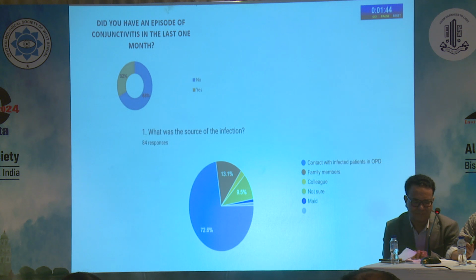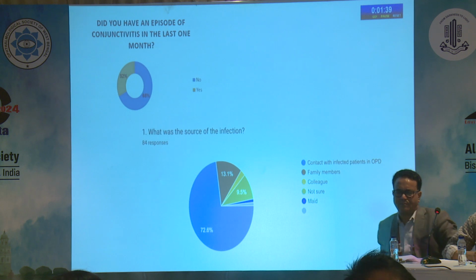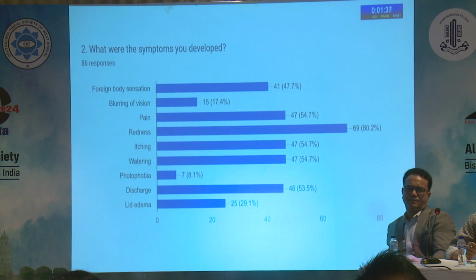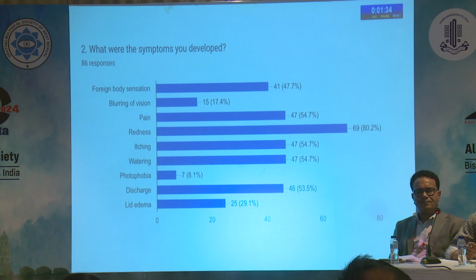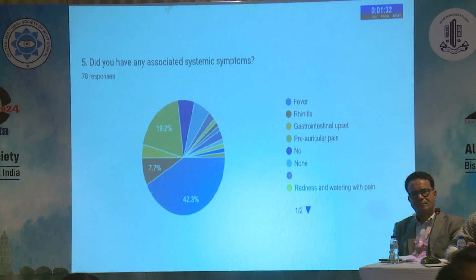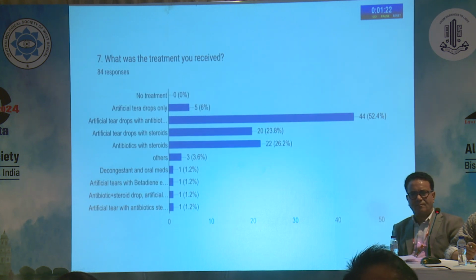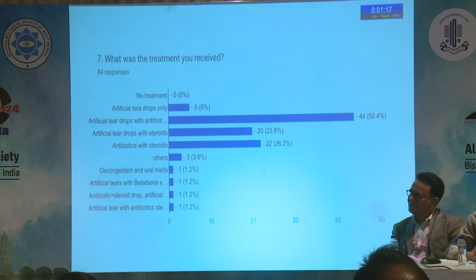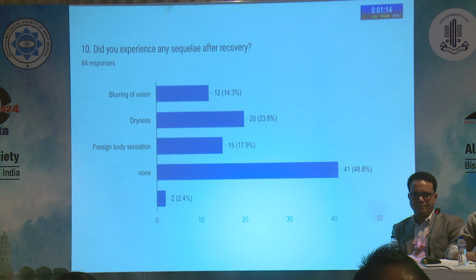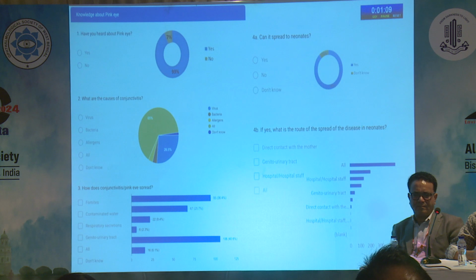Talking about their episodes of conjunctivitis, around 68% had an episode, with contact with infected patients in the OPD being the most common reason. Redness of the eye was the most common symptom they faced, and the severity was of mild grade. Among associated symptoms, around 42% had fever, 19% had preauricular lymphadenopathy, and rhinitis was seen in 7%. Most respondents were treated with artificial teardrops with antibiotics, and others were treated with steroids. Their experience differed, and around 40% had no sequelae on recovery.